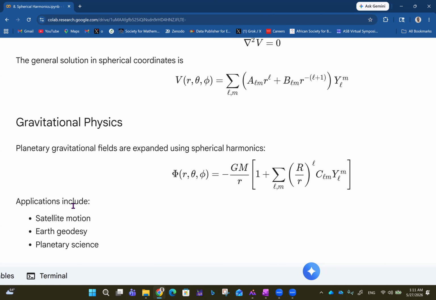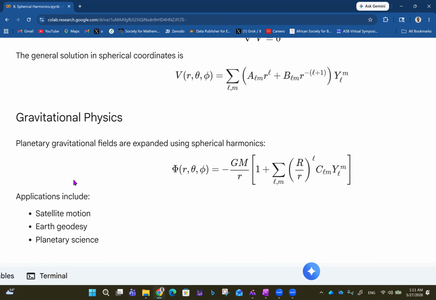Then we have gravitational physics. Planetary gravitational fields are expanded using spherical harmonics. So we have phi of r, theta, phi equal to minus GM over r times 1 plus the summation over lm of (R over r) raised to l, C_lm Y_lm. Applications include satellite motion, Earth geodesy, planetary science, and all of that.